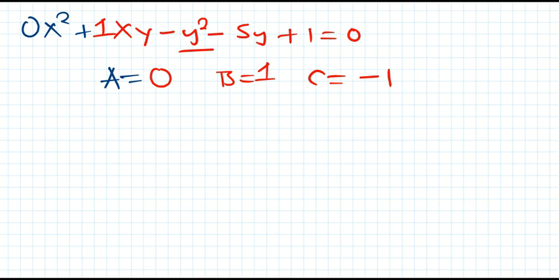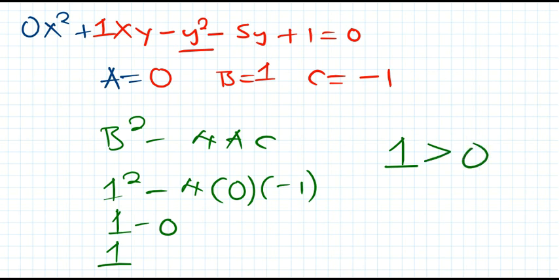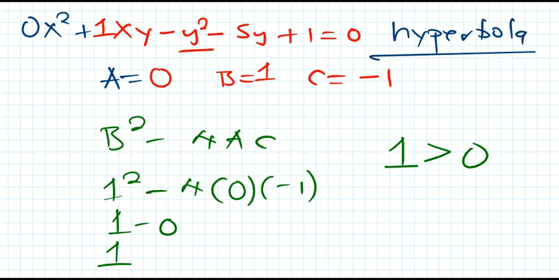Okay, now substitute into b squared minus 4ac. Your b is a 1, your a is a 0, your c is a negative 1, so it doesn't matter. You end up with just the 1 minus 0, which is just the 1. Now a 1 is of course what? A 1 is greater than 0, so this is a hyperbola. A hyperbola is greater than 0.